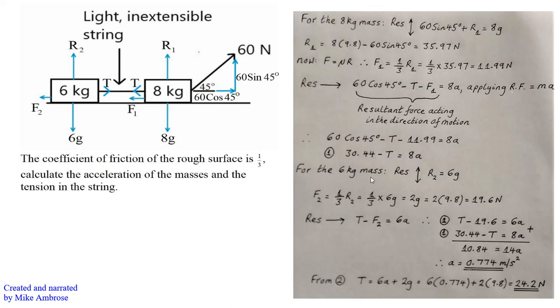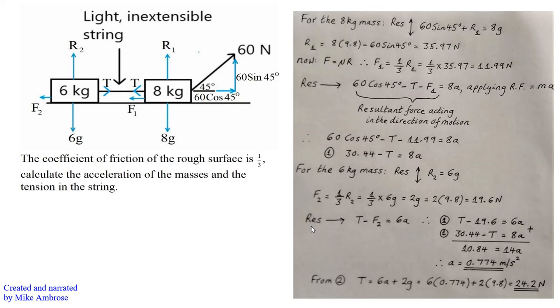Now for the 6 kilogram mass, resolving vertically, there are only two vertical forces acting on the 6 kilogram mass, these being R2 and 6g. Again, using the equation F equals mu R, we can then work out the frictional force acting upon the 6 kilogram mass, which is F2 equals 1/3 times R2. Again, substituting g as 9.8 gives the frictional force acting upon the 6 kilogram mass as 19.6 newtons.